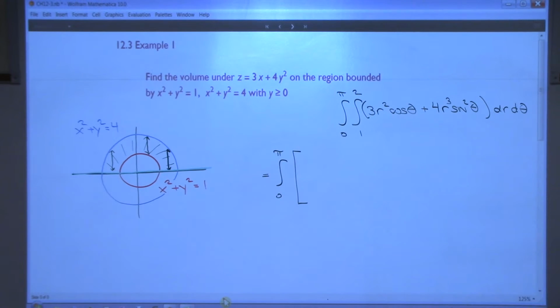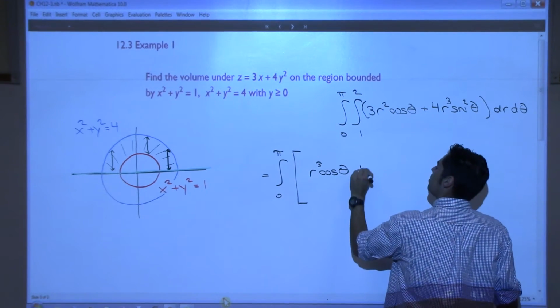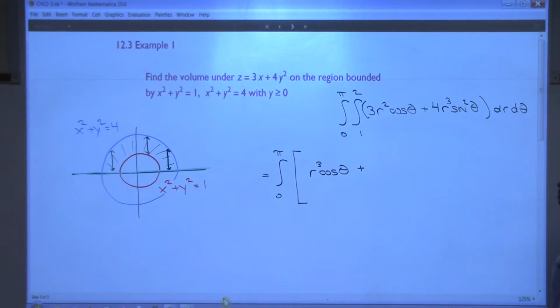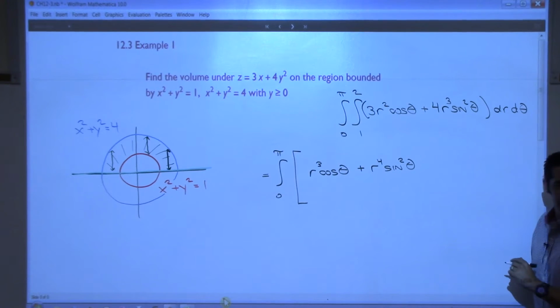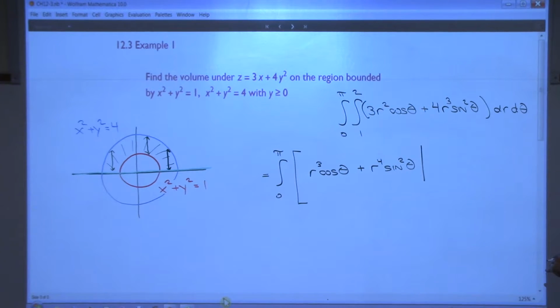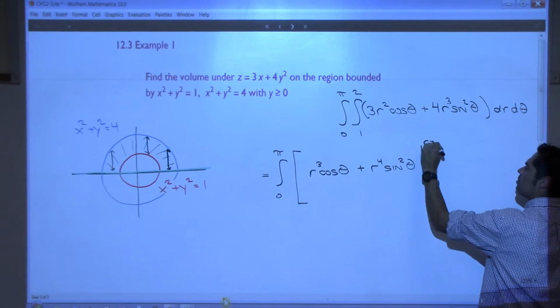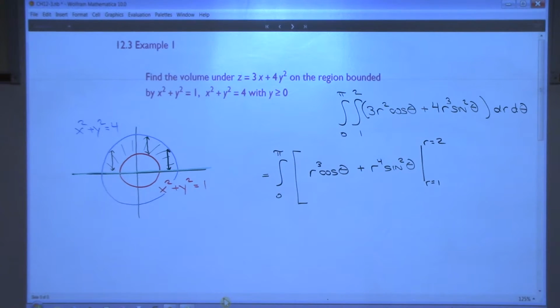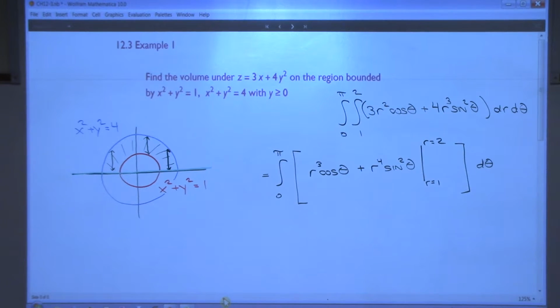So here, what is the antiderivative of this thing with respect to r? So r cubed cosine theta plus r to the 4th sine squared theta. That's your antiderivative, right? I'm evaluating that where and where? r equals 1, r equals 2, like that. And then d theta out here. So we're going to plug in 2 first, figure out what happens, subtract what we get when we plug in 1 for r.